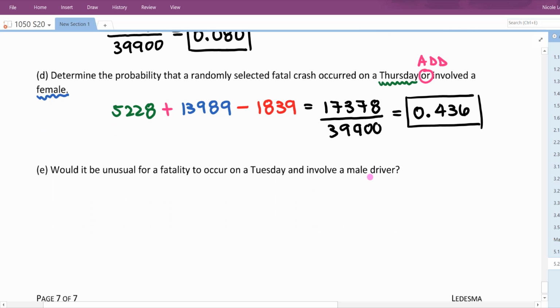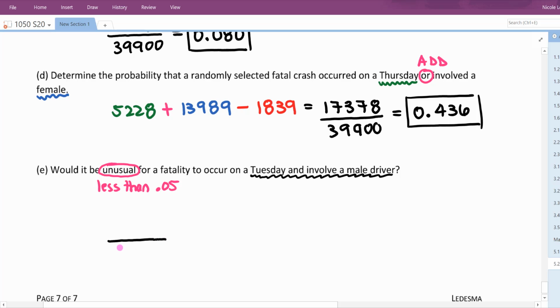All right, so then lastly for part E, asking us would it be unusual? So again, unusual, that means less than 0.05. So we'll have to find the probability, and then if it's less than 0.05, we'll consider it unusual. So would it be unusual for a fatality to occur on a Tuesday and involve a male driver? So Tuesday and a male driver. Let's go ahead and find that probability in order to see if it would be considered unusual.